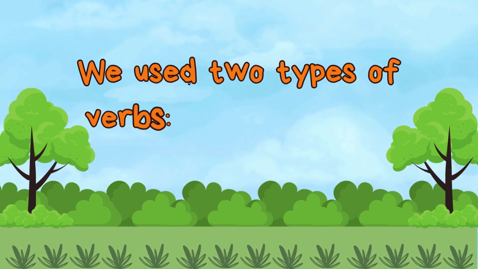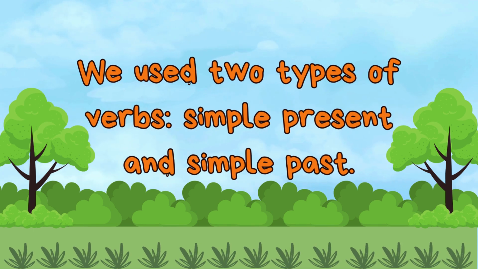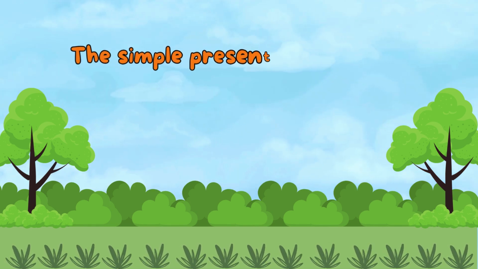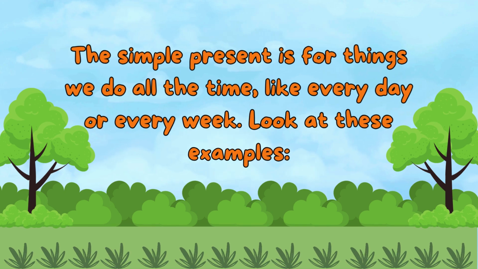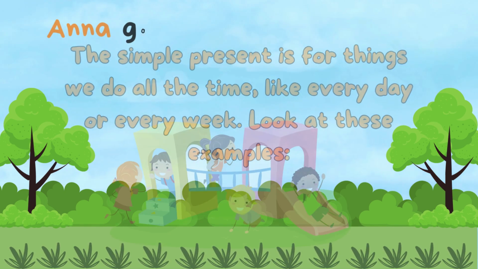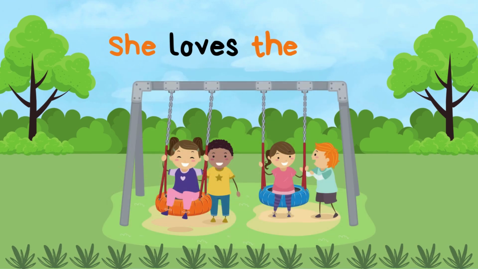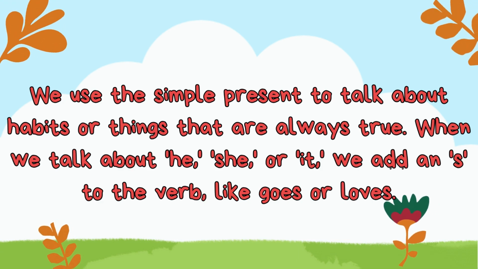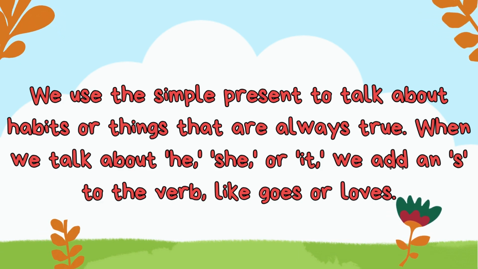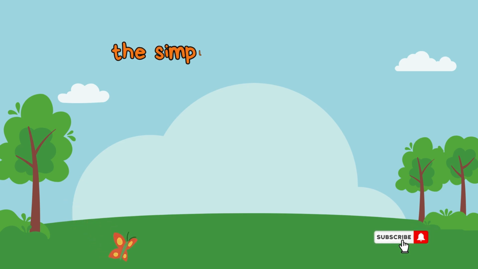Okay, let's talk about the verbs from our story. We use two types of verbs, simple present and simple past. The simple present is for things we do all the time, like every day or every week. Look at these examples. Anna goes to the park every weekend. She loves the swings. We use the simple present to talk about habits or things that are always true. When we talk about he, she, or it, we add an "s" to the verb, like goes or loves.